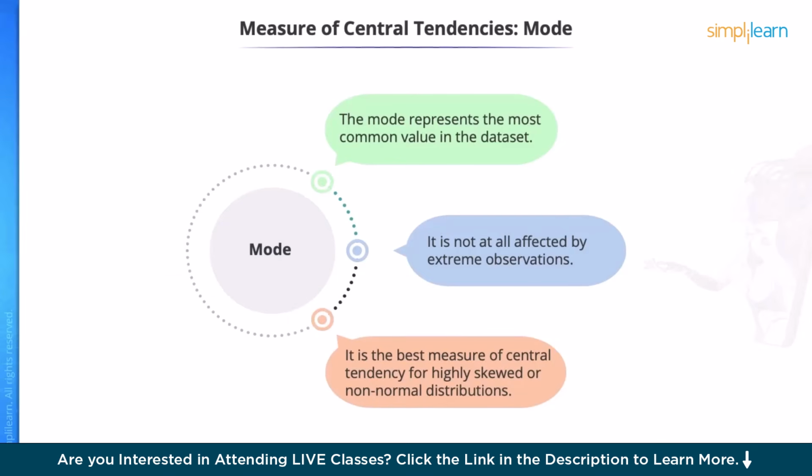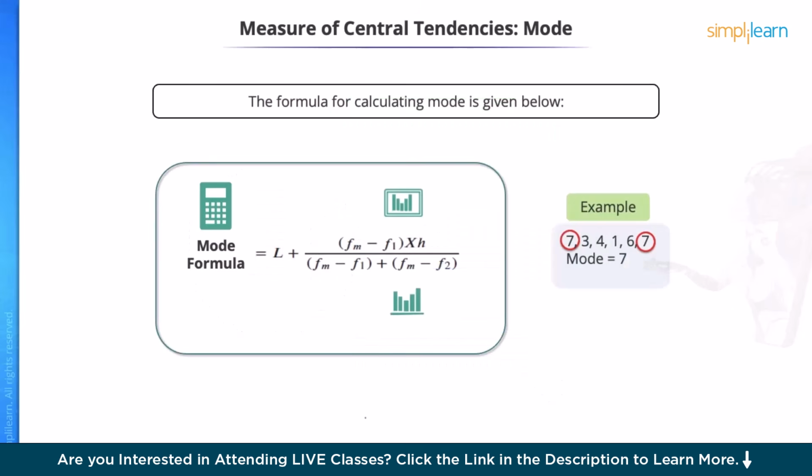Mode. Mode represents the most common value in the dataset. It is not at all affected by extreme observations. It is the best measure of central tendency for highly skewed or non-normal distribution. Mode for categorical data is determined by estimating the frequencies for each category, and then the category with the highest frequency is considered to be mode. Like in this case, 7 has the highest frequency, hence 7 becomes the mode value.